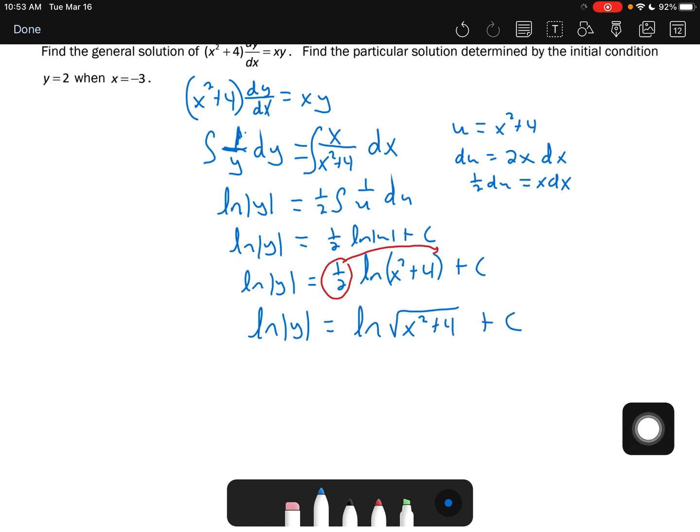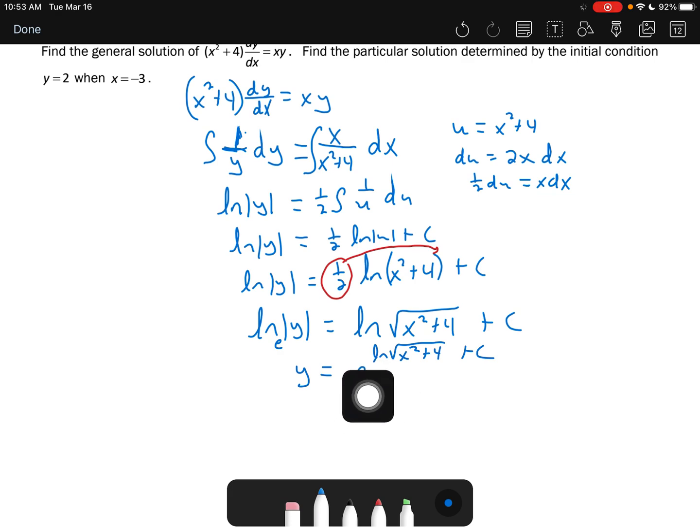Okay, and now, because I have ln of something here, I would write this in exponential form. This is base e, so y equals e to the ln of the square root of x squared plus 4, plus c. And we know that e and ln are inverse operations, so that cancels and leaves me with the square root of x squared plus 4.